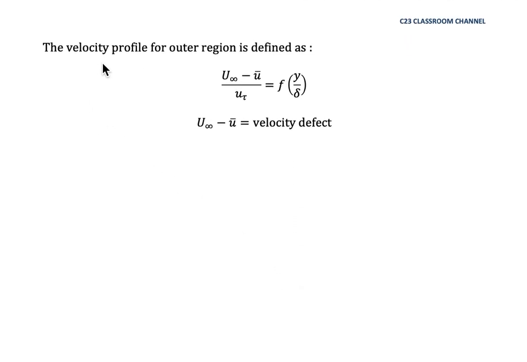Another one, we have the velocity profile for the outer region, and it could be defined as u minus u bar over u tau, which is a function of y over delta, and we call u minus u bar the velocity defect. Here u infinity means the free stream velocity, equal to capital U. So the free stream velocity will slow down when it goes through the area near the flat plate, and that's why there is a velocity defect here, because the free stream velocity is slowing down.